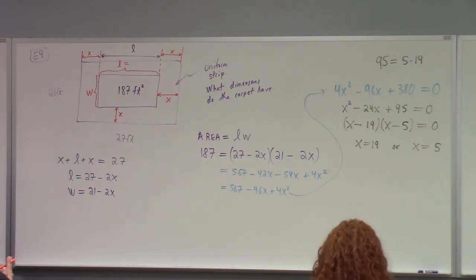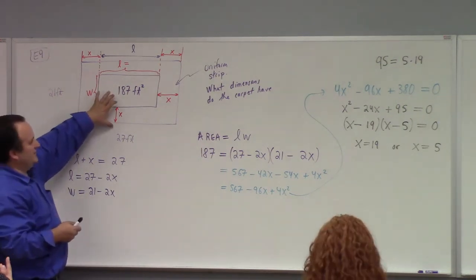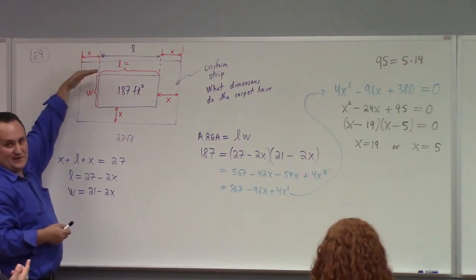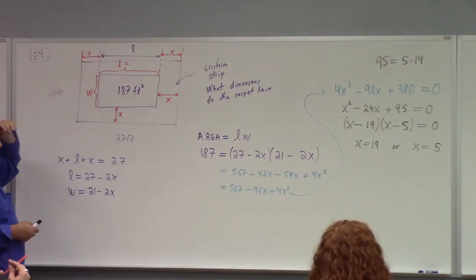Think about 19 for a second. Could you take a 19 strip here and there? You've only got 21 to work with. You can't take two 19-foot strips off the room, you know? I mean, you can't do it.